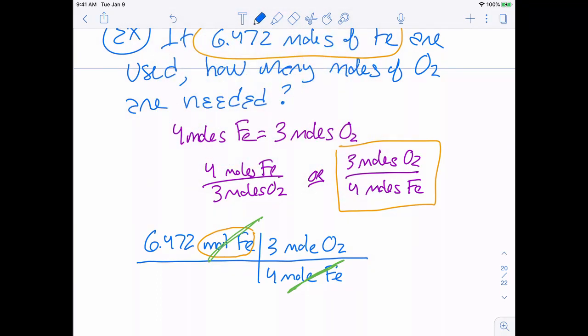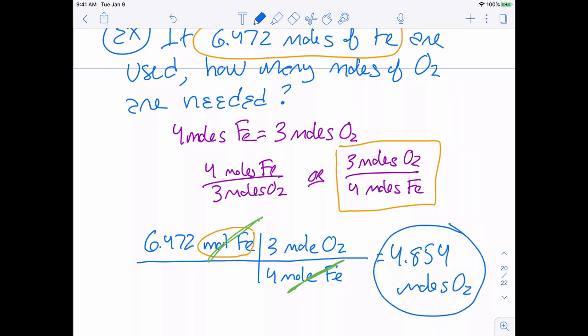So we're going to take 6.472, grab my calculator here, times 3, divided by 4, and that's going to give me 4.854 moles of oxygen. So that would be my answer.